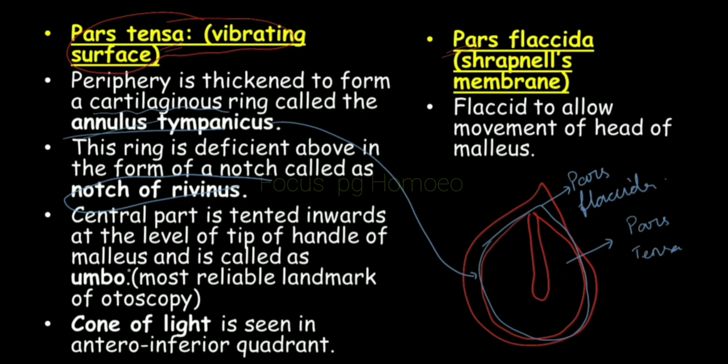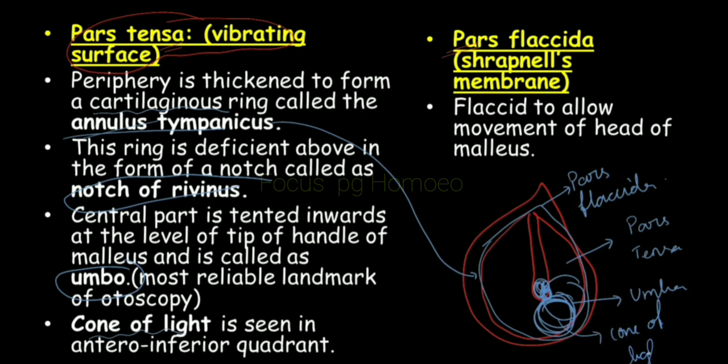The central part is tented inwards at the level of the tip of the handle of malleus and is called umbo. Here is the tip of the malleus, which is on the inside of the tympanic membrane, and this area is called umbo, which is the most reliable landmark of otoscopy. Here is the cone of light. This cone of light is seen in the antero-inferior quadrant. So the umbo is here, and in this area we can see the cone of light.